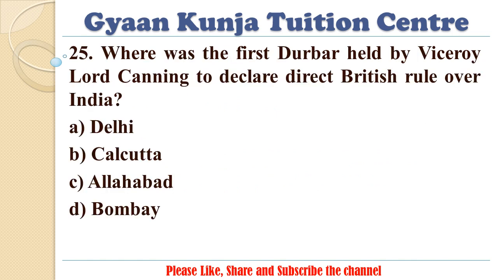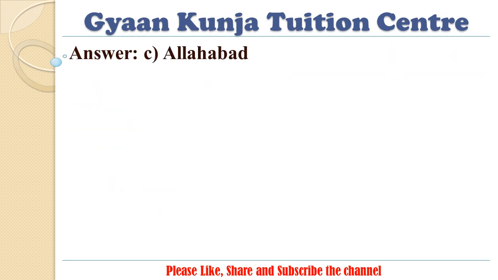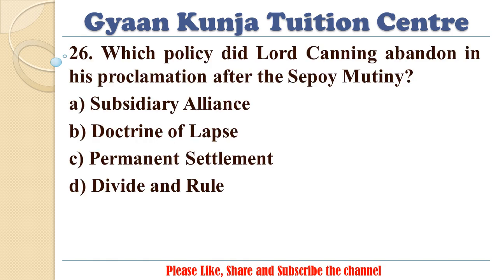Next, 25. Where was the first Durbar held by Viceroy Lord Canning to declare direct British rule over India? A. Delhi, B. Calcutta, C. Allahabad, D. Bombay. Answer C. Allahabad.